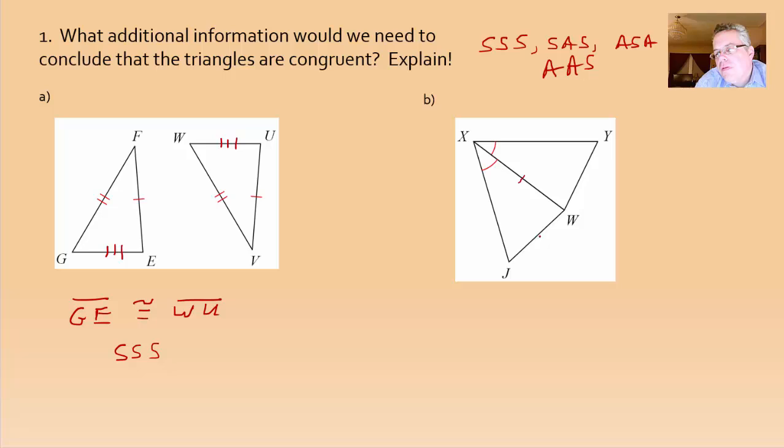If I mark this side, that'd be no good, because that'd be angle, side, side. That's bogus. But what would help is if this side were congruent to that side. Then they'd have a matching set of side, angle, side. So we'll write XJ congruent to XY. If that additional piece of information was true, we know the triangles are congruent by side, angle, side. Okay, let's go on to the next two.